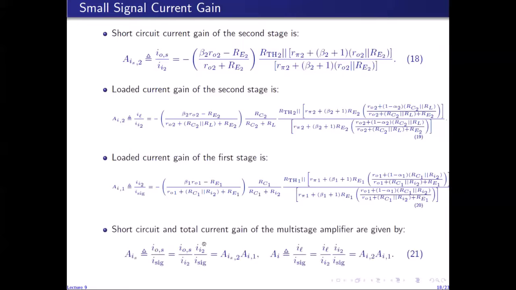And then the short circuit and total current gain of the multi-stage amplifier are given by finding the ratio of the output short circuit current to the input current I sig, which is IOS over I2 times I2 over I sig. So the short circuit current gain is the product of this gain and this gain, whereas the overall current gain is the ratio of the load current to the input current. So it is the product of IL over I2 and I2 over I sig. So it is the product of these two current gains.